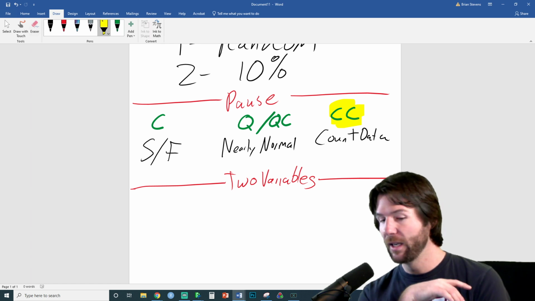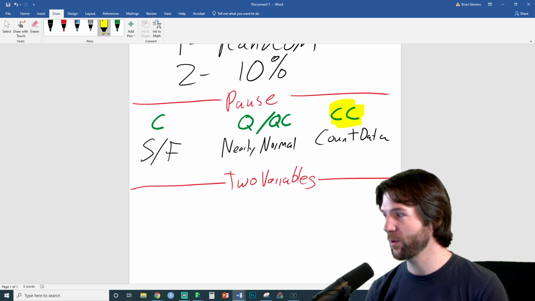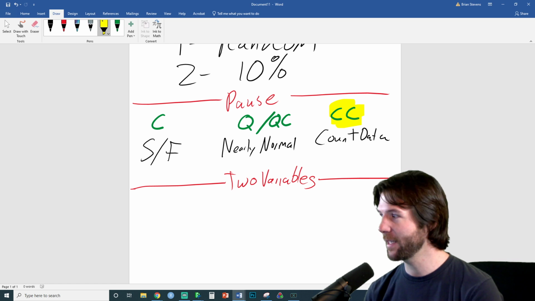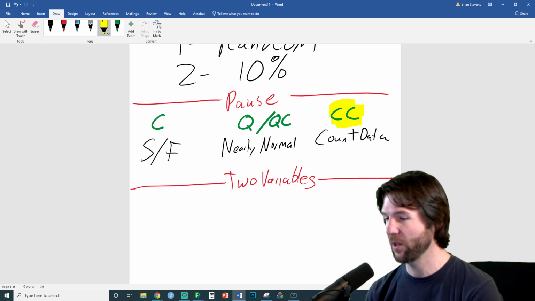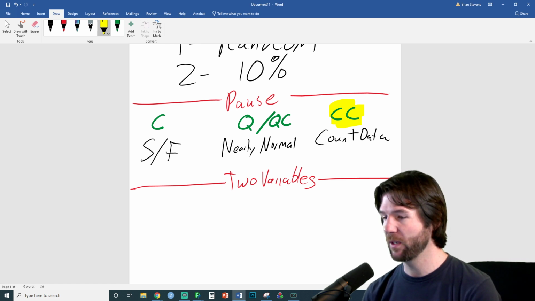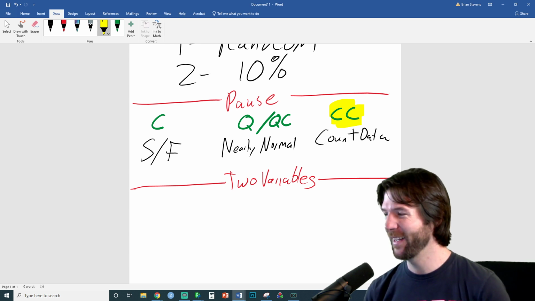Does anyone know? CC, you're right. I've already got that highlighted. The chi-squared test of independence has a fourth condition. You are correct. And what is the other one that will have a fourth condition? What is the other one? It has to have two variables in this class to have a fourth condition. Oh, thank you, Jacob.